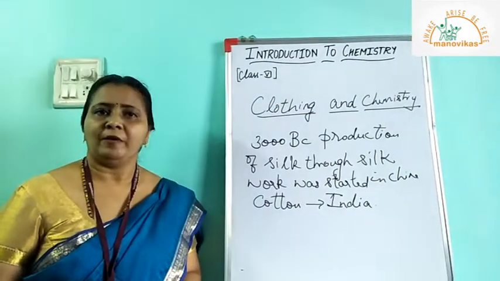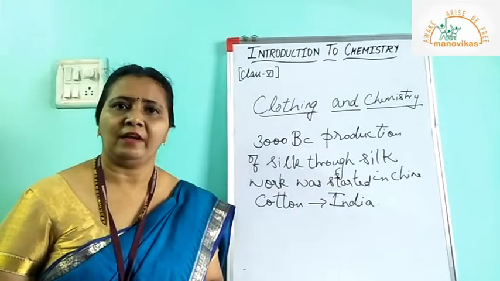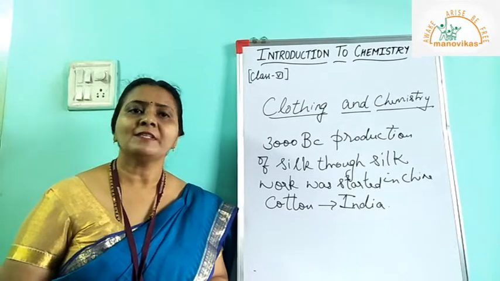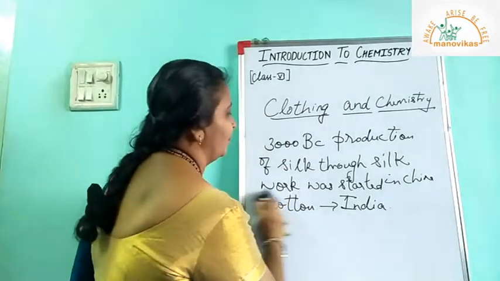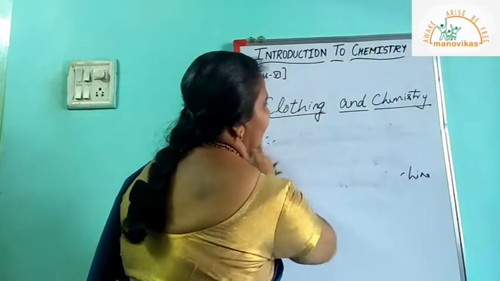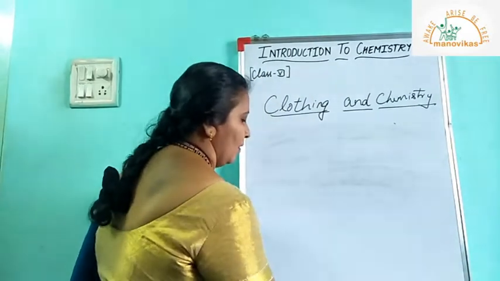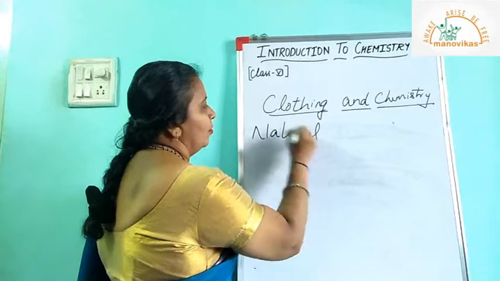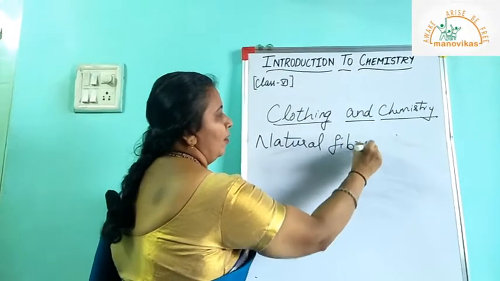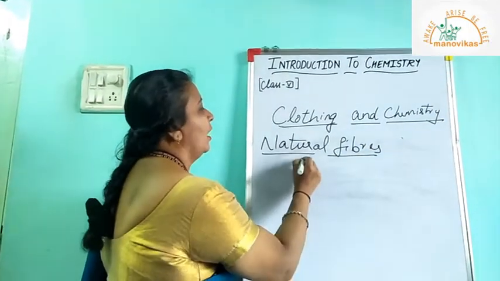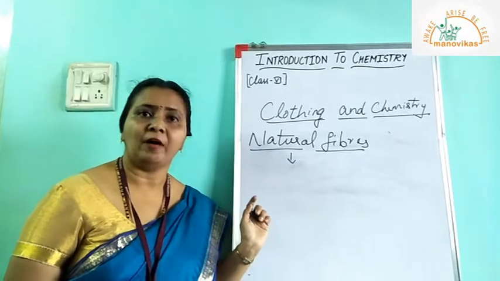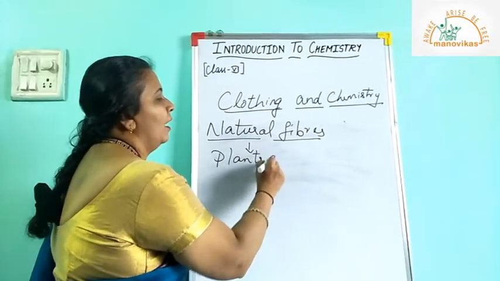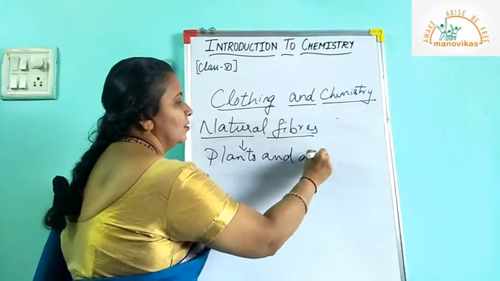There are two types of fibers. Now let us discuss what they are. One is the natural fibers and the other one is the synthetic fibers. First, let us see what natural fibers are. Natural fibers are obtained from plants and animals.